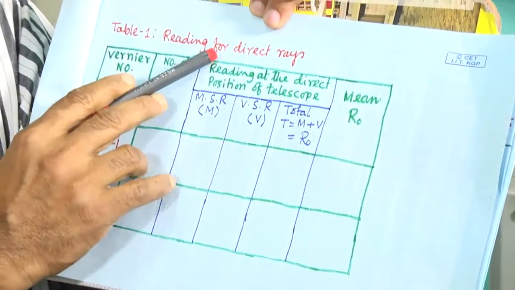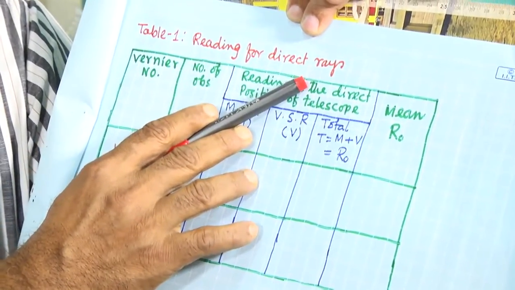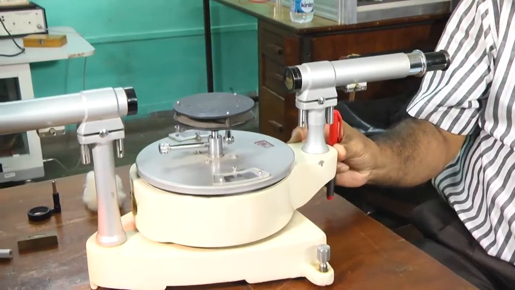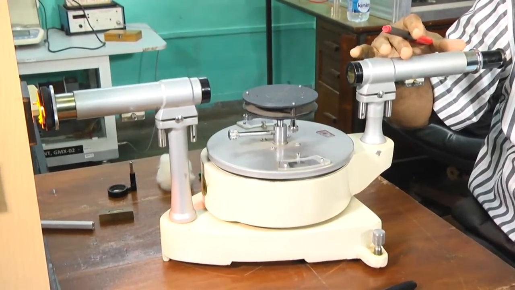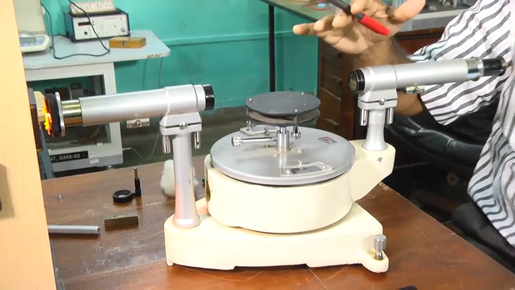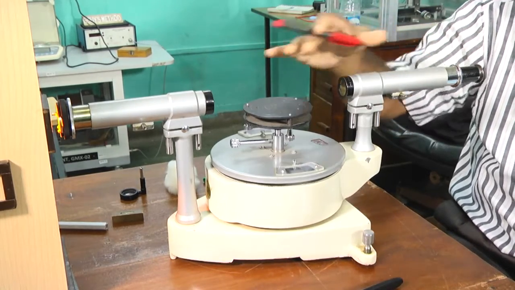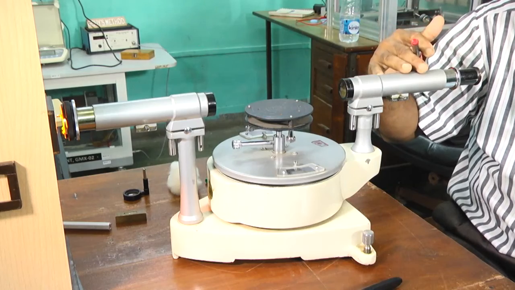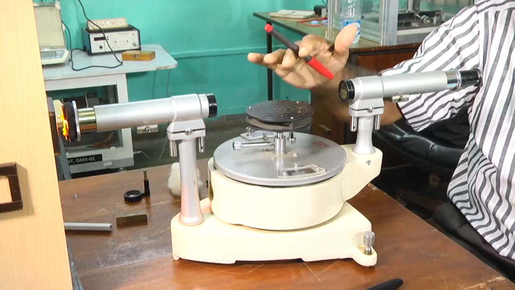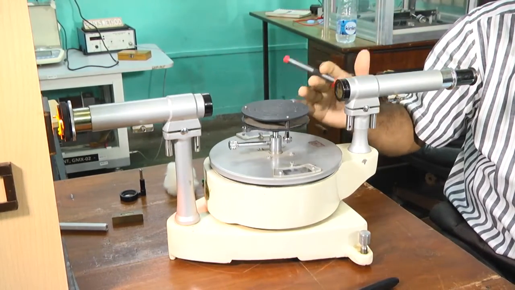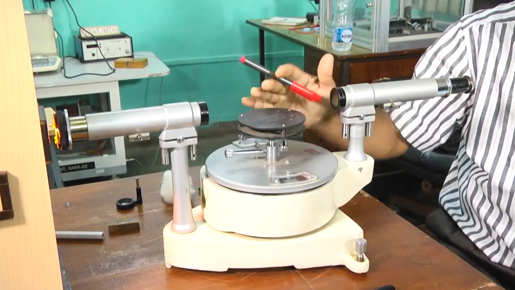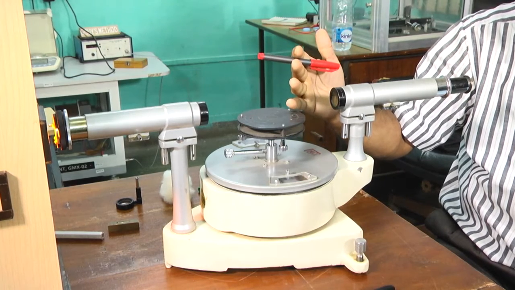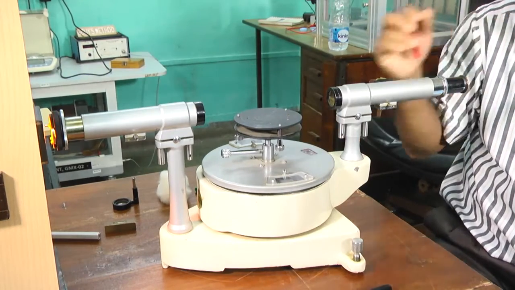So, first, reading for direct rays. Okay. Reading for direct rays means this. So, this is the collimator, this is the telescope. This setup is already in the condition of doing the experiment, using Schuster's method. We set it for parallel rays, and whatever requirement there is before starting any experiment using the prism is done. How to do that, we have shown and explained to you, so we will not repeat it.